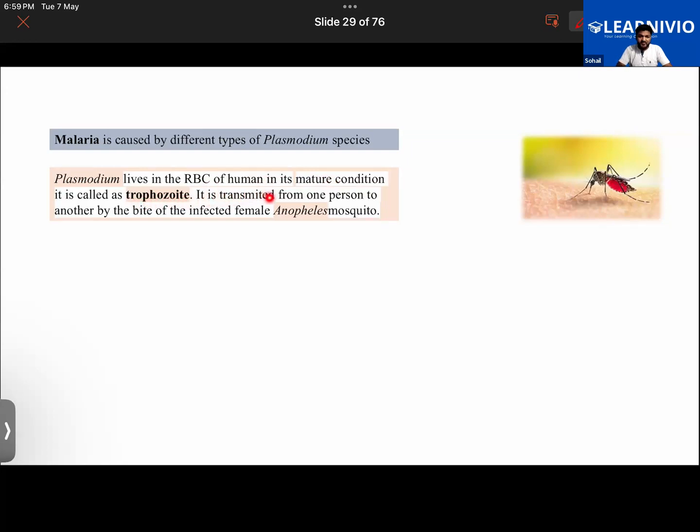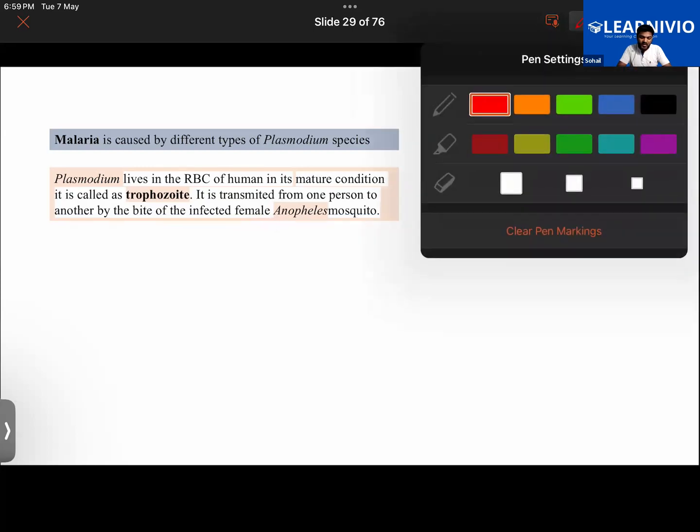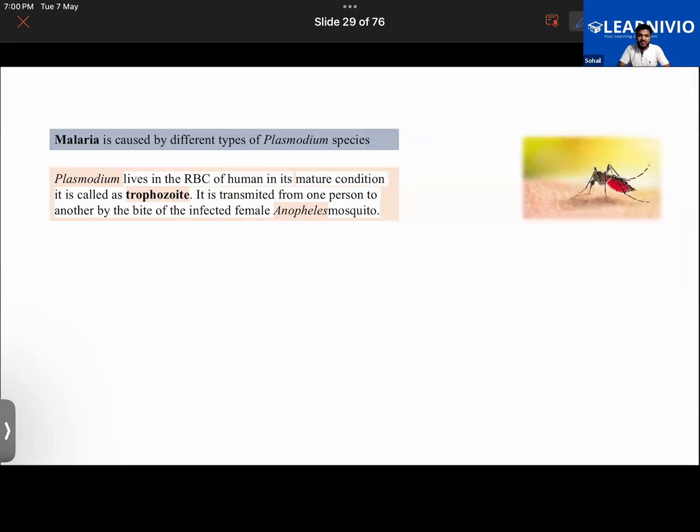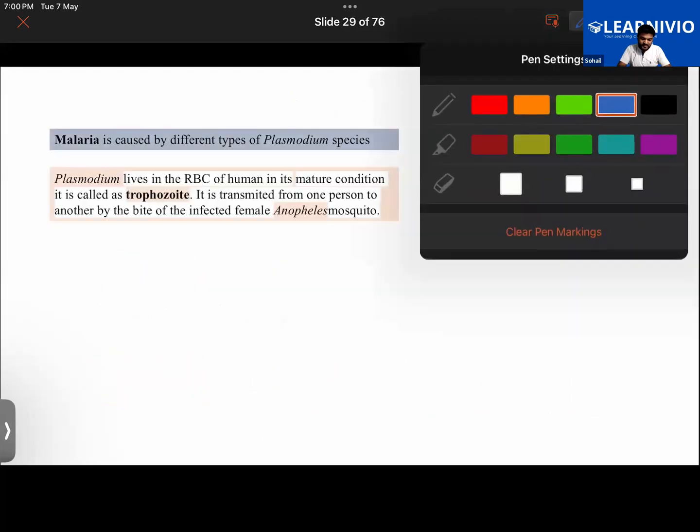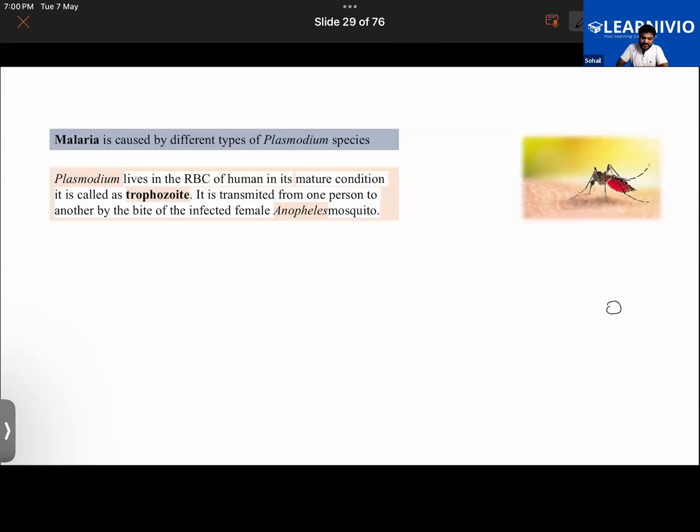It is transmitted from one person to another by the bite of the infected female. The name of the female is Anopheles mosquito. Let's understand how exactly it spreads from one person to another and what is the name of the protozoa responsible for it. For example, there's an infected person, he is suffering from malaria, and in the blood of this person this plasmodium is found. Okay, clear so far?